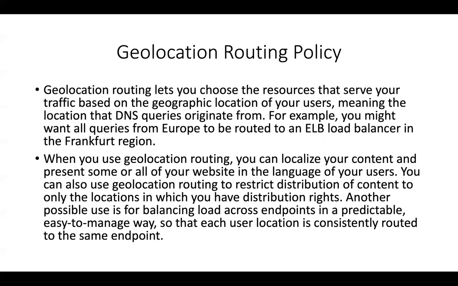So with geolocation routing policy, it lets you choose the resources that you serve the traffic from based on the geolocation of your users. So for example, you might want all of the queries from Europe to be routed to the ELB load balancer in the Frankfurt region, right? So you have to specify the region over there when you create the geolocation routing policy, and you can localize your content and so on depending on that.